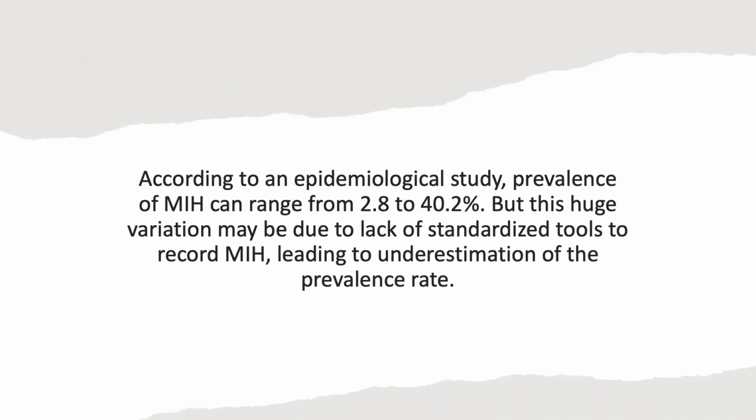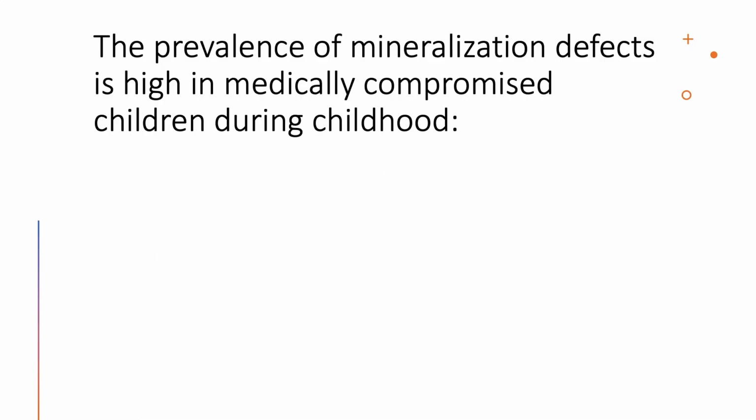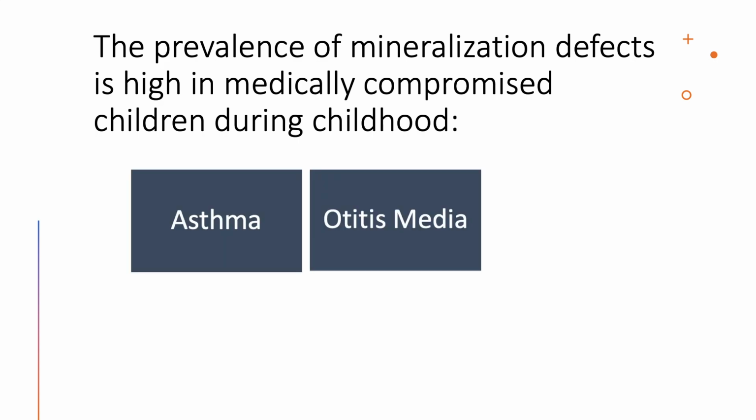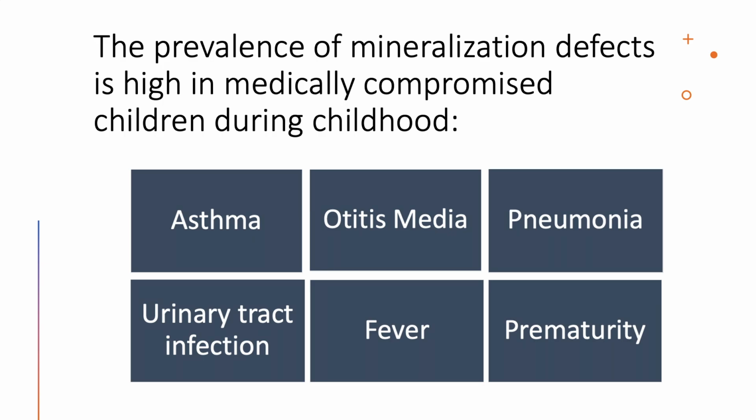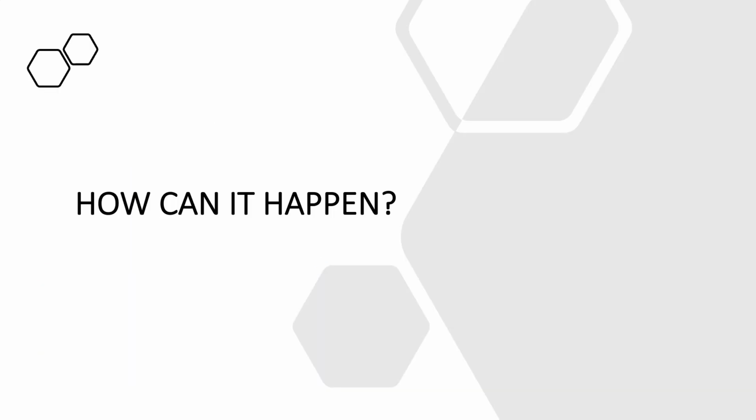According to the epidemiological study, prevalence of MIH can range between 2.8 and up to 40.2%, but this variation may be due to a lack of standardized tools to record MIH, leading to underestimation of prevalence. The prevalence of mineralization defects is greater in medically compromised children during childhood, for example, asthma, otitis media, pneumonia, urinary infection, fever, and prematurity. And how does MIH happen?